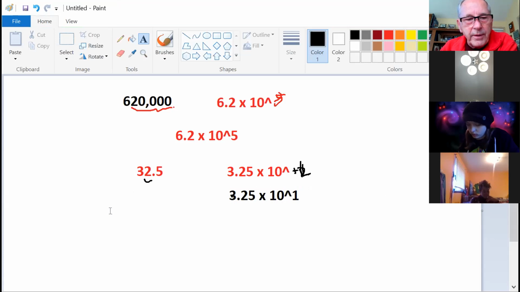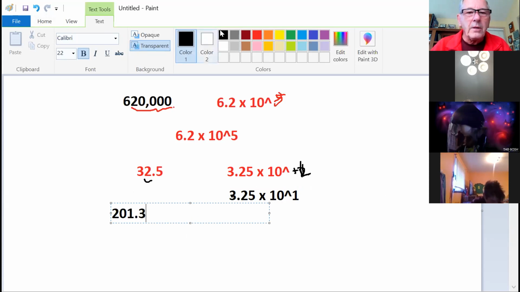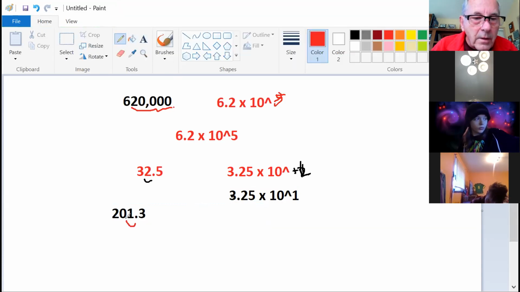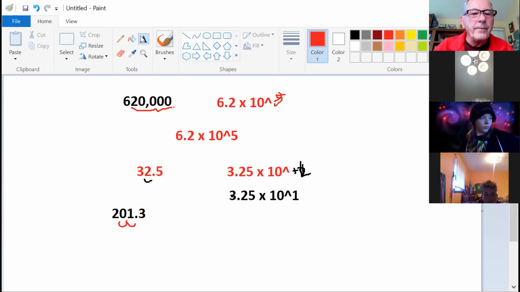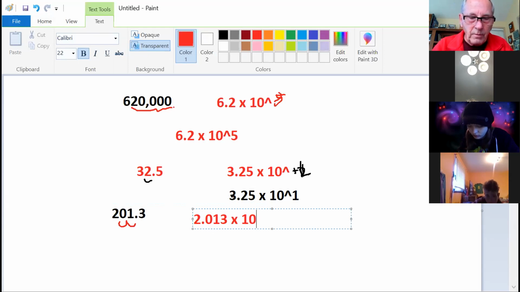Okay, let's do another one here, to make it a little clearer. If I had 201.3 and I said, okay, convert that to scientific notation, the first thing I've got to do is move the decimal over. So I'm going to end up with a 2, 2 point something. I want to get 2.013 times 10 to the something, right?